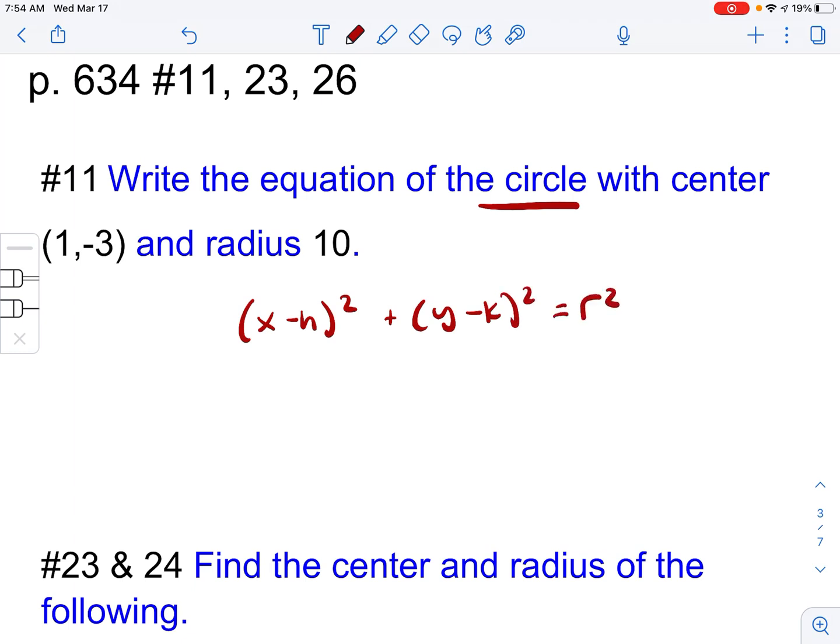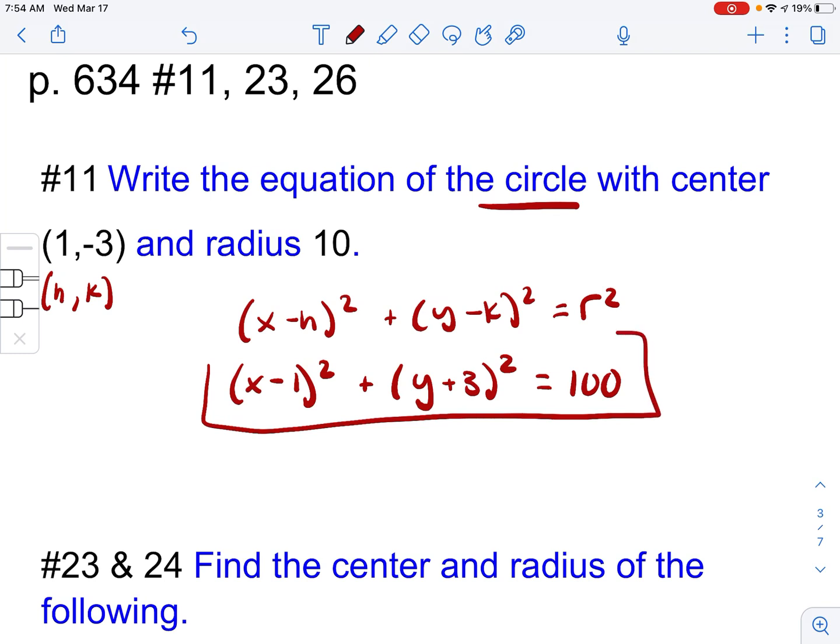Okay, and then we plug in the values that we see. So we know, since this is the center, that's going to be h comma k. So we can plug in x minus 1 and then y minus a -3, which actually works out to plus 3. And then we have our r squared, which is 10 squared, which we know to be 100. Okay, so if we were to write an equation, those are the parts that we would need to fill out. Okay, so that's working towards writing the equation.